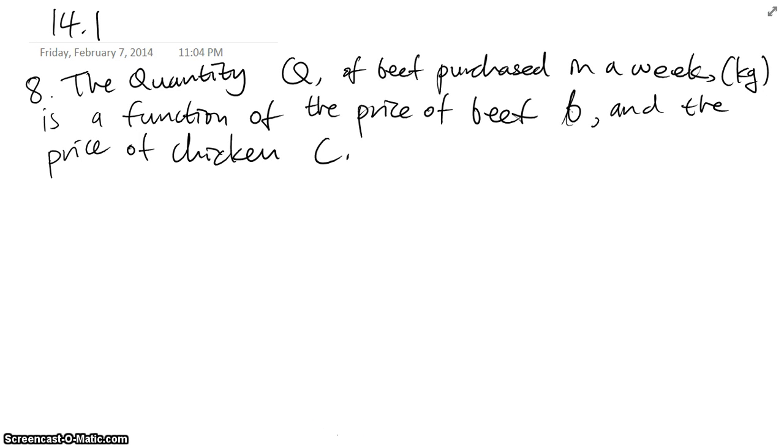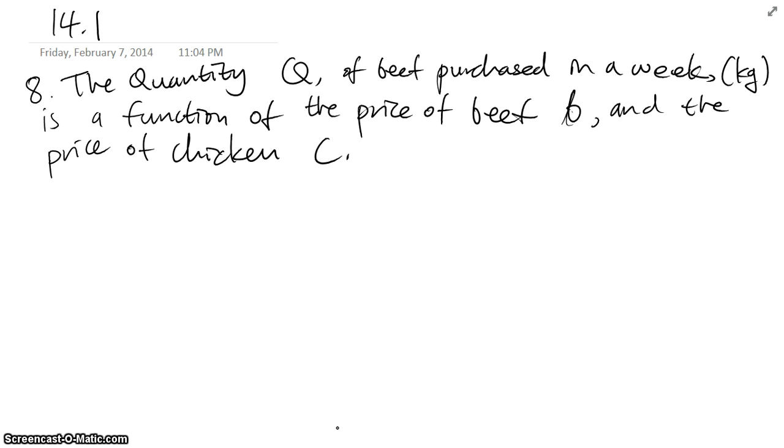Today I'm trying to solve number 8 from chapter 14.1. It says the quantity Q of the beef purchased in a week in kilograms is a function of the price of beef and the price of chicken. The price of beef is B and the price of chicken is just C.